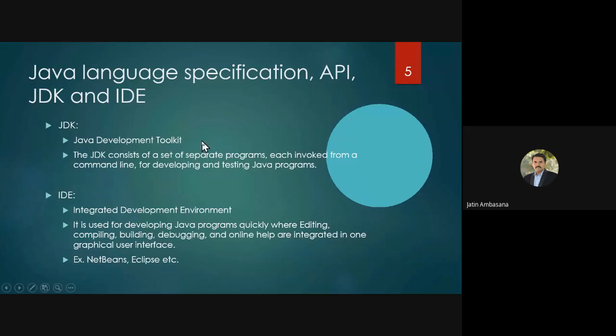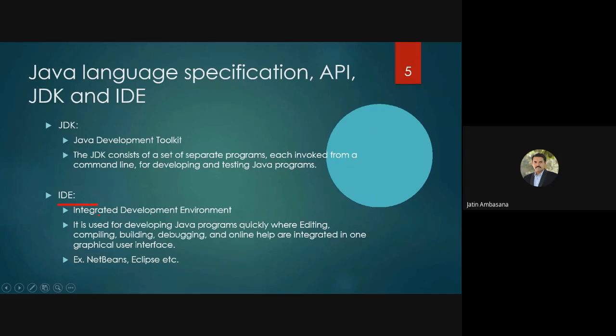We have already seen what is JDK. It is a development toolkit. It consists of a set of programs, and it can be invoked from the command line, and it is basically used for developing and testing Java programs. Okay, and which command did we use for this? We used the javac command out of it, which was available to compile a program, right? And also the java command to run the program, right?